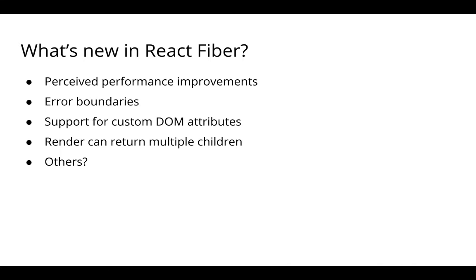So we're going to explore together some of the things that are new in React Fibre. There's this idea of perceived performance improvements. There are error boundaries, support for custom DOM elements. Who here has been annoyed by the fact that in React, every single time you want to return something, you need to wrap it in a wrapper component or a div or something like that? Right? You couldn't have multiple return children. Okay, that's fixed now in React 16. You can actually return multiple children from render.